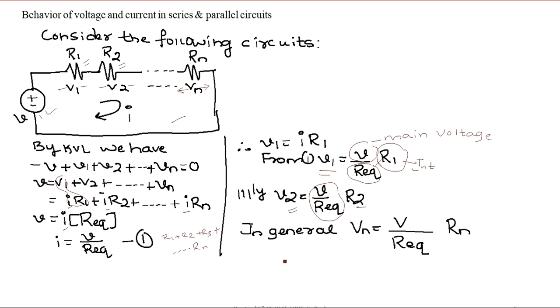So in general, how can we write this? For any nth resistor, we can write Vn equal to total voltage divided by equivalent resistance multiplied by that particular resistance value. Okay, so these things are required in the coming classes, so I am telling these things.